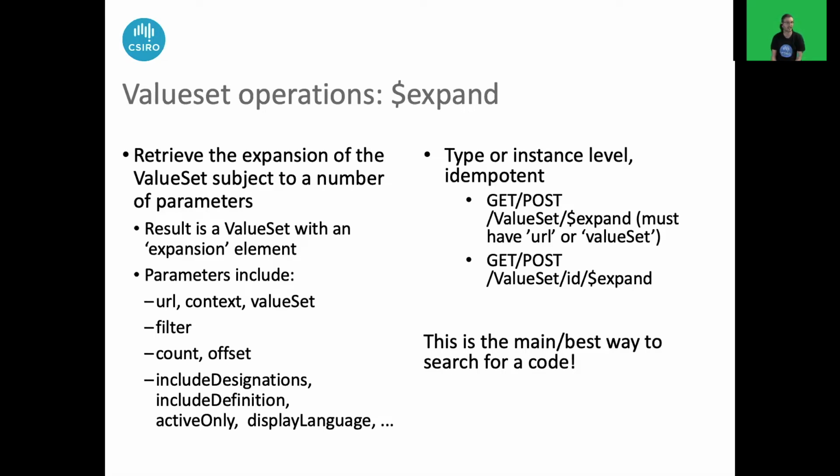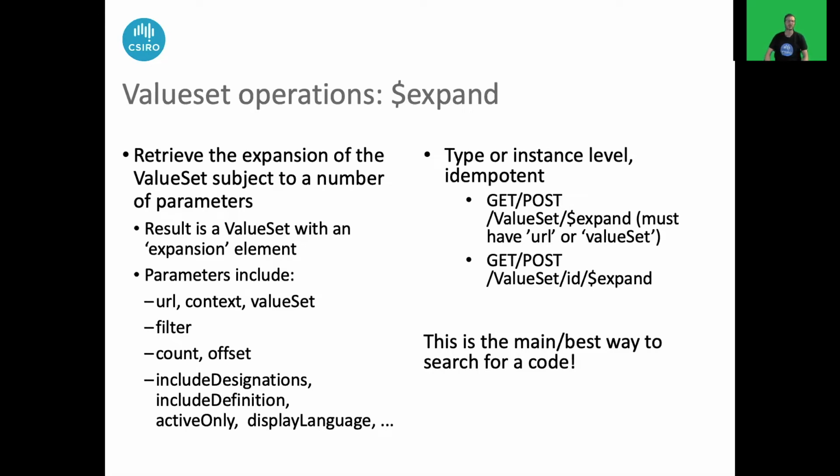We can pass in a text filter, which allows us to narrow down the codes that come back based on some sort of user input, typically. We can use count and offset to page through the results. So for example, to specify that we only want the first 10 results, or that we only want the next 10 results after the first 100.